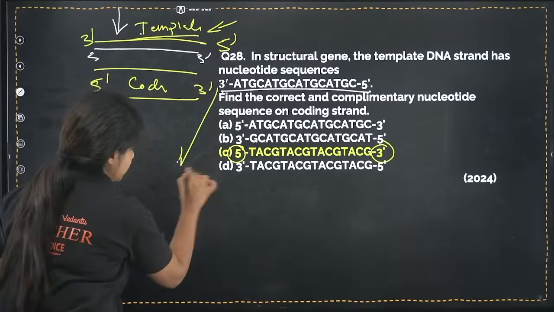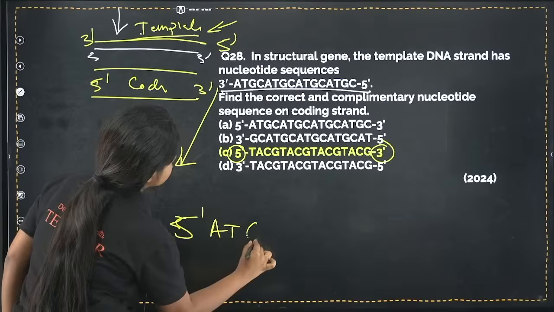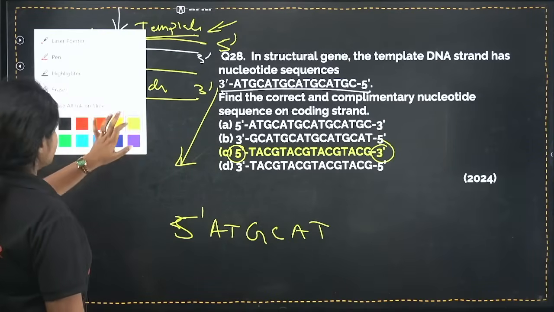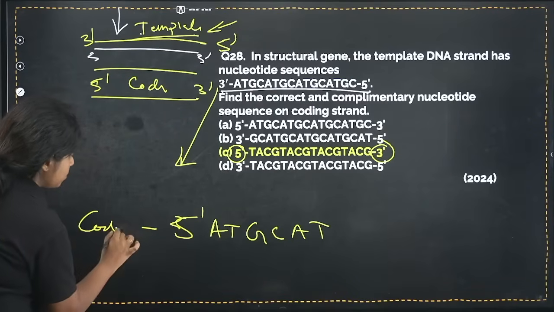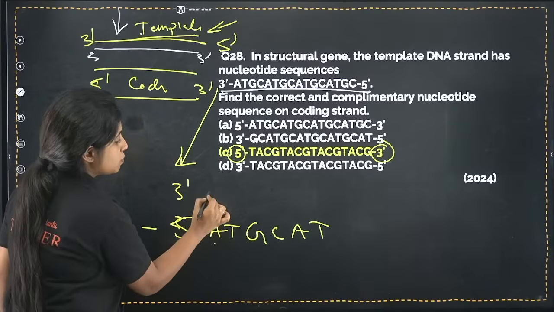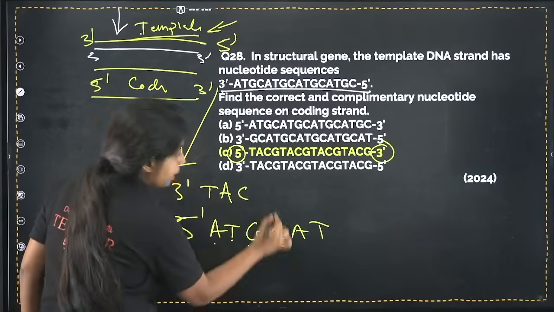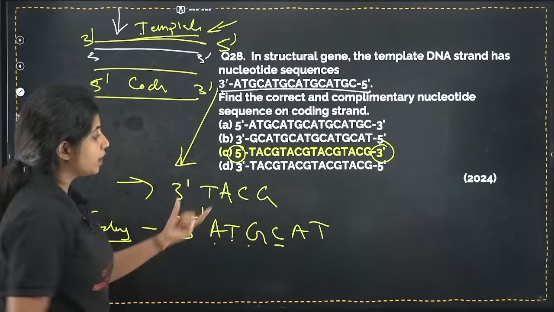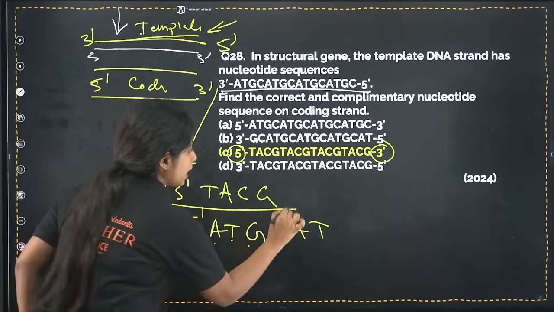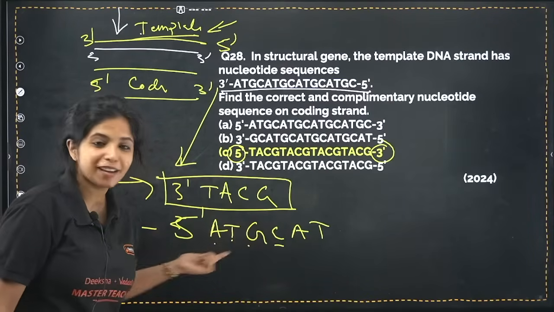In that particular case, just listen. If they mention the coding strand is A, T, G, C, A, T, whatever, the first thing you have to do is make a template strand. How do you make it? Make a complementary of it. A base pairs with T, T base pairs with A, G base pairs with C, C base pairs with G. That is how you get the template strand. Now can you make a complementary of it? When you make a complementary of it, again you will get the same strand only, right?